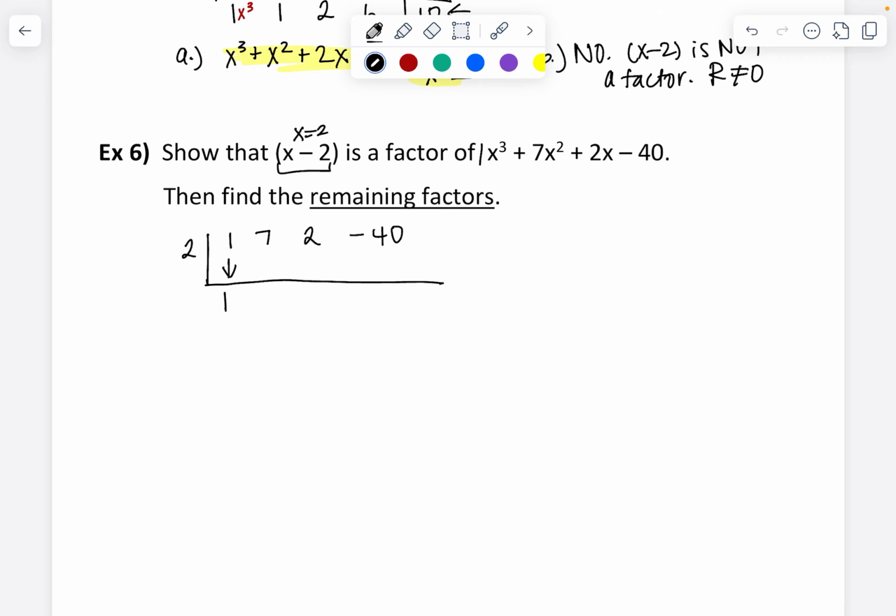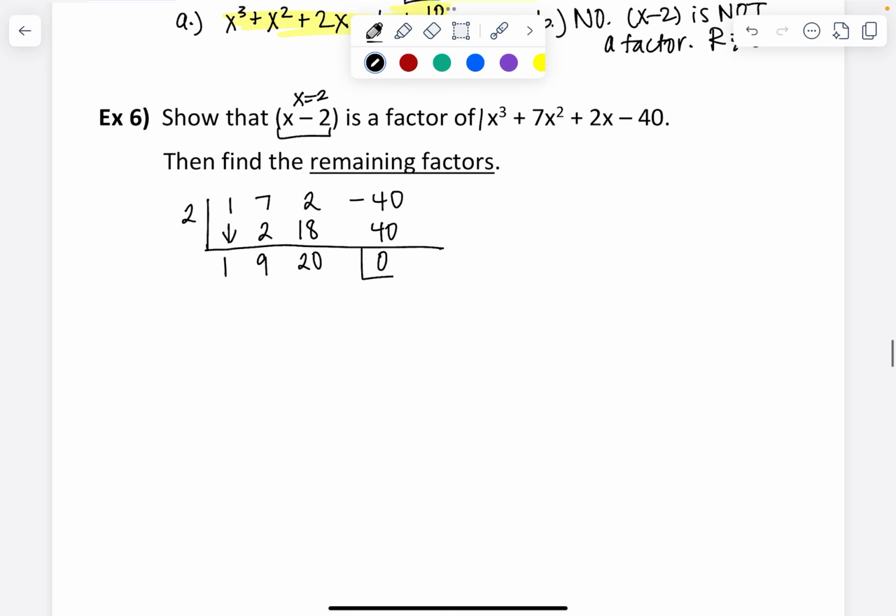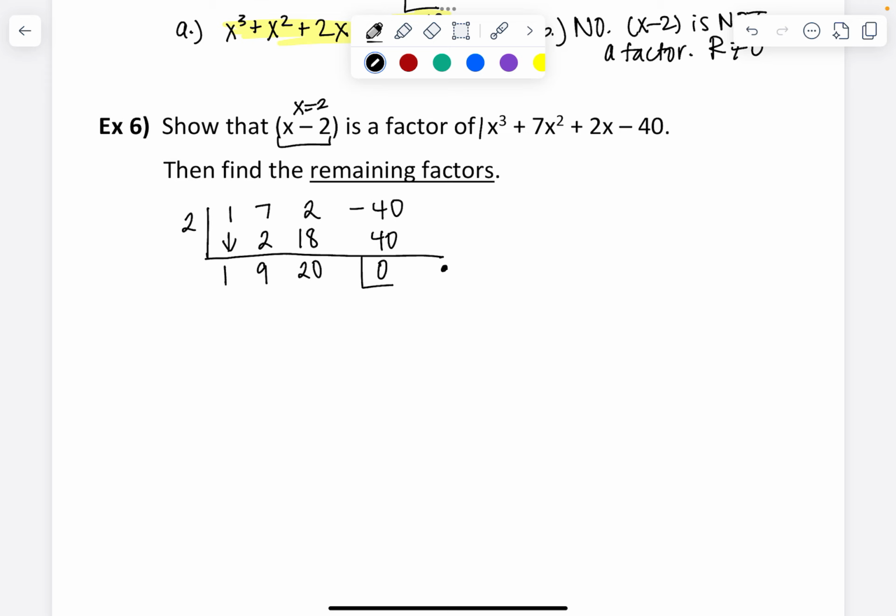So we bring down the 1. 1 times 2 is 2. Add, you get 9. 9 times 2 is 18. Add, you get 20. 20 times 2 is 40. And we get that remainder of 0. Okay, and so x minus 2 is a factor, so therefore, this symbol means therefore, x minus 2 is a factor.